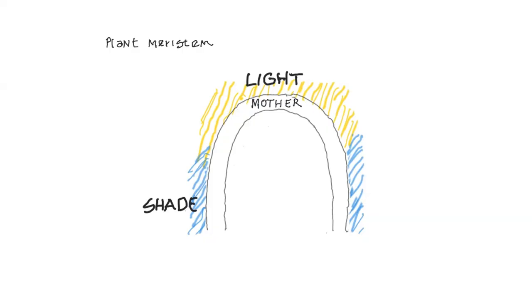In the tip of a growing shoot, mother meristem is in the center of the meristematic tissue. Mother meristem is the site of cell division. The dividing cells reproduce horizontally. This action is stimulated by the light that produces the hormone cytokinin.